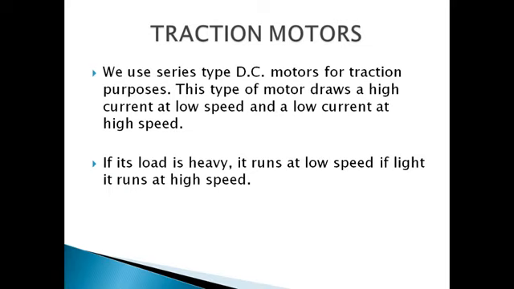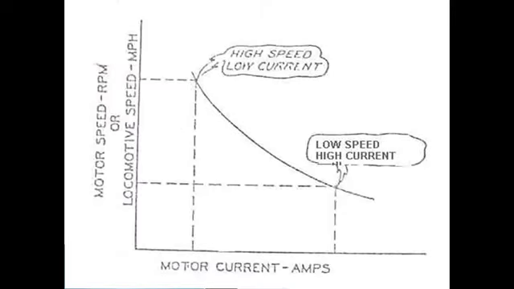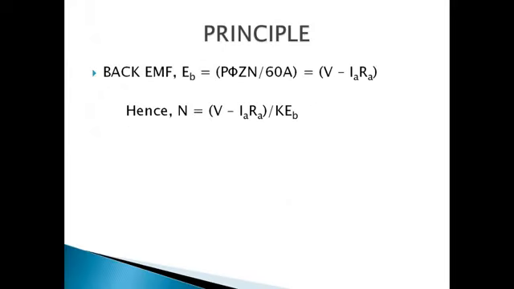Series type DC motors are used for traction purposes. This type of motor draws a high current at low speed and a low current at high speed. This is as shown in the graph. Now, what is the principle behind transition?